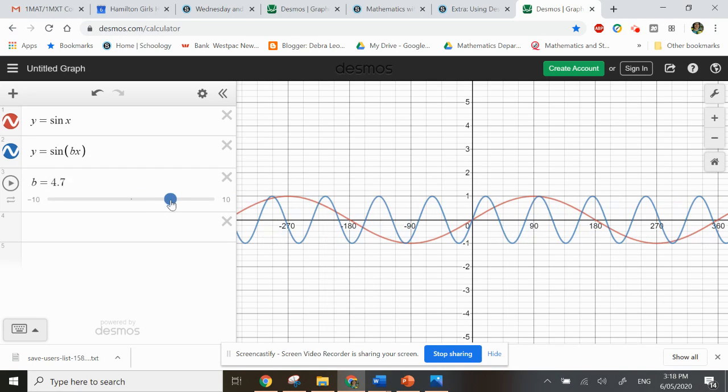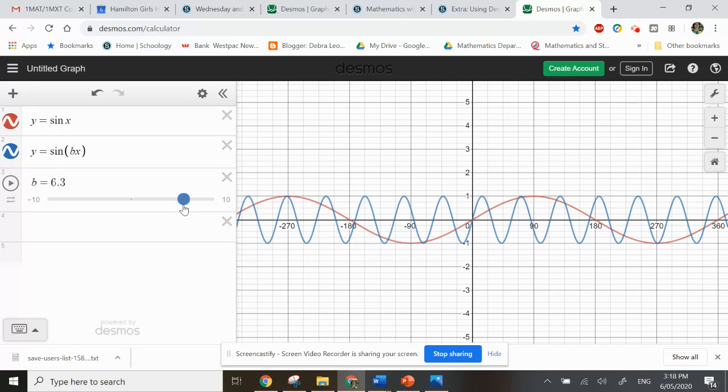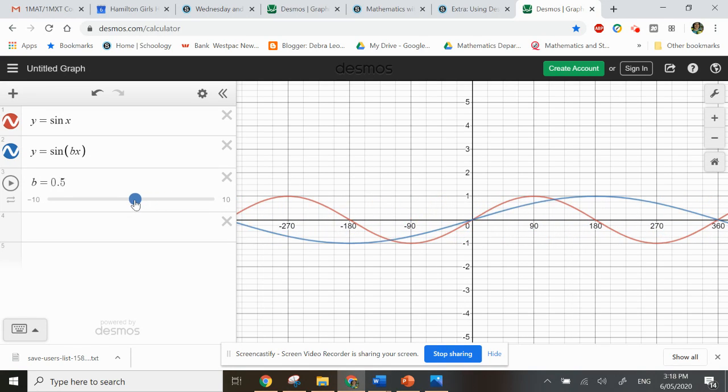So what it's doing is compressing the curve, or creating more frequencies within the normal 360. And so your periods become shorter. And if you make them negative, it makes them longer. Okay, so that gives you the negative values over there. So have a look at that one.